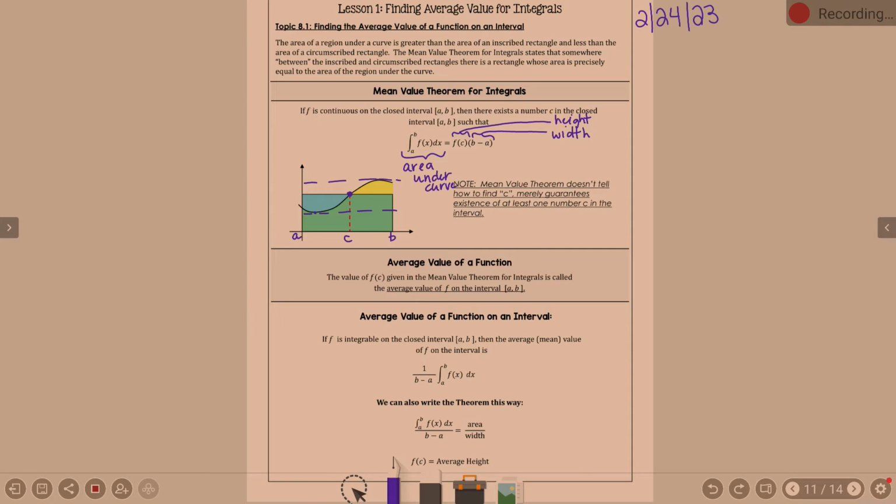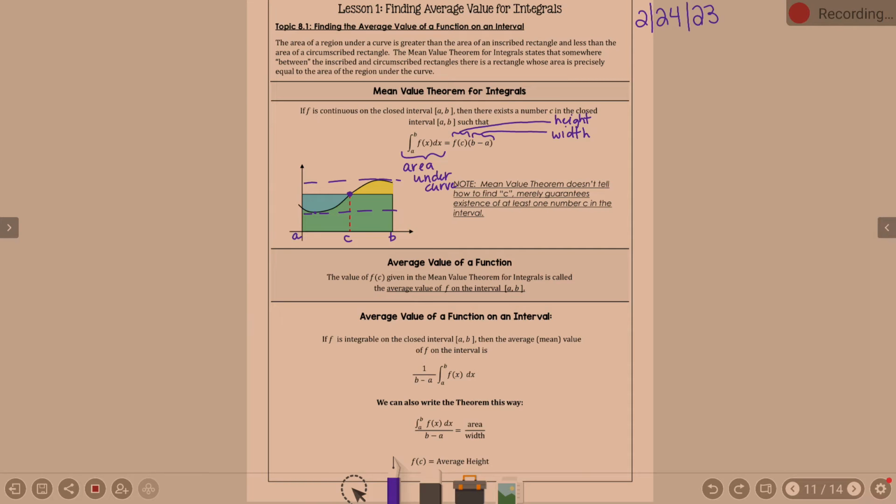Okay, so the idea: area under the curve is equal to, when we just talked about a general rectangle, the height times the width. f of c, that's the height of the function, wherever that might be, and b minus a being our width. So just trying to help you understand that connection there.